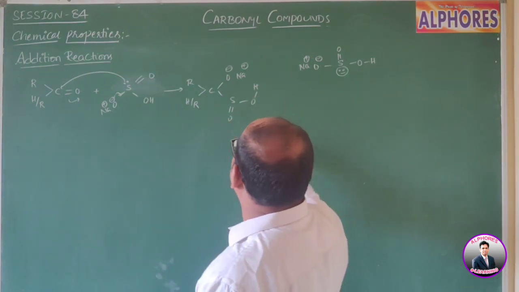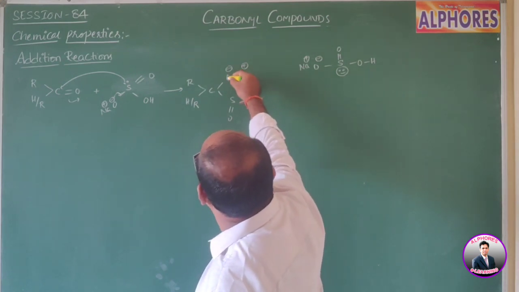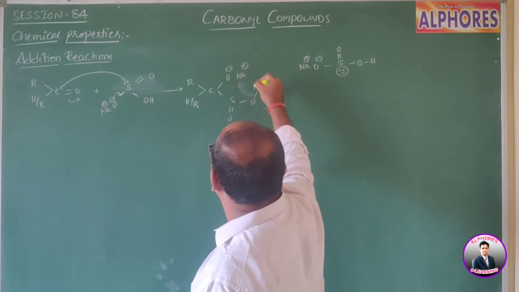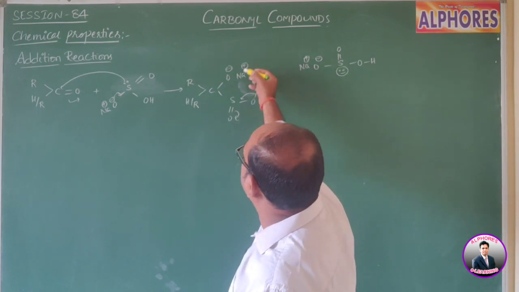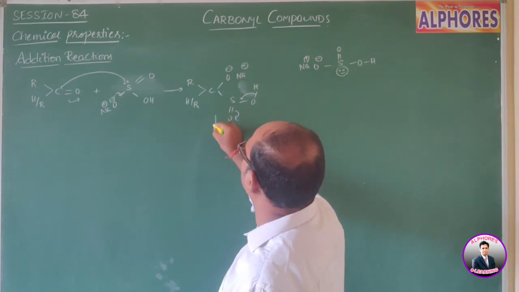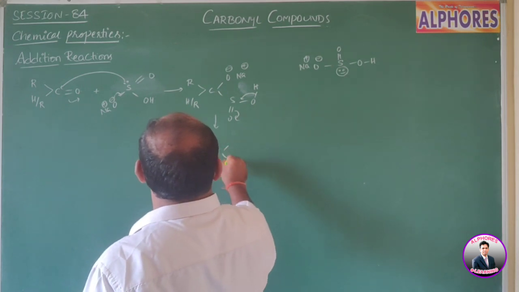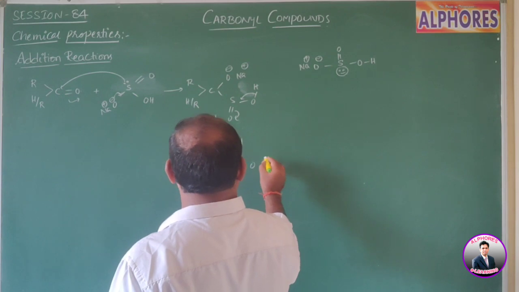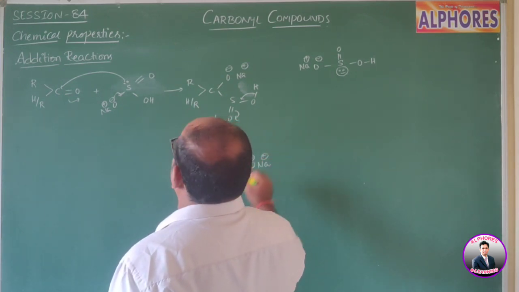Later, intramolecular proton transfer. This OH here, this H+ goes to this oxygen, and these electrons come like this, and this one gets back again, and Na+ comes here. So we get R-CH(OH)-SO3-Na+, with the S=O and O-Na+.